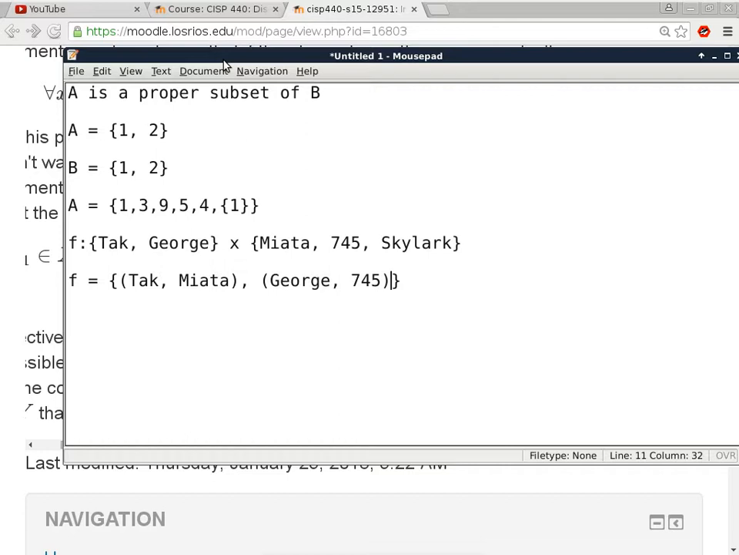What about Skylark? It is okay to have stuff in your codomain that is not mapped. Okay? It doesn't make f a non-function. It simply means there are certain elements in the codomain that are not mapped, and that's perfectly okay.